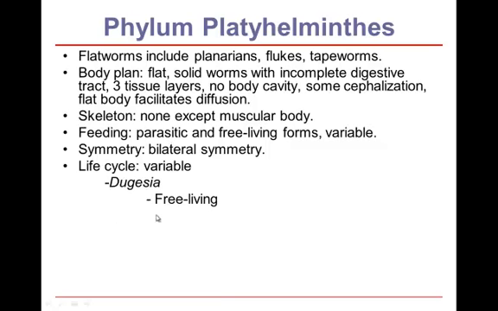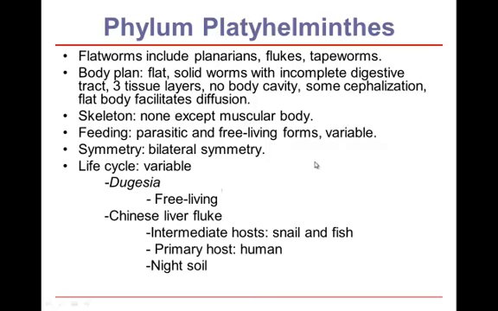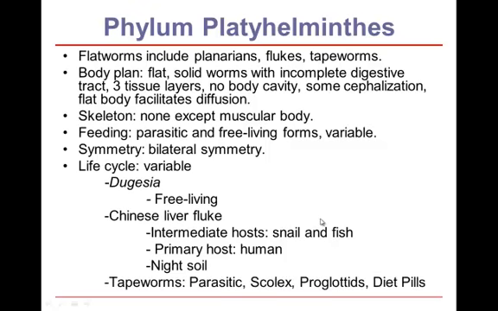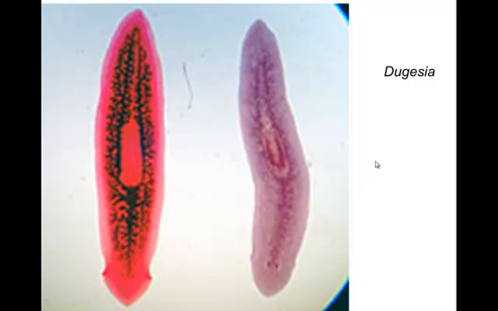The three groups, though, that you do have to know are the free-living forms, and this is genus Dugesia. So you should know this as a representative genus of phylum Plathelminthes. We also have the Chinese liver fluke, and we'll talk about their life cycle in a moment. And then we have tapeworms, and we'll learn about their life cycle in a moment as well. First, we're going to start with Dugesia. We're still in phylum Plathelminthes.